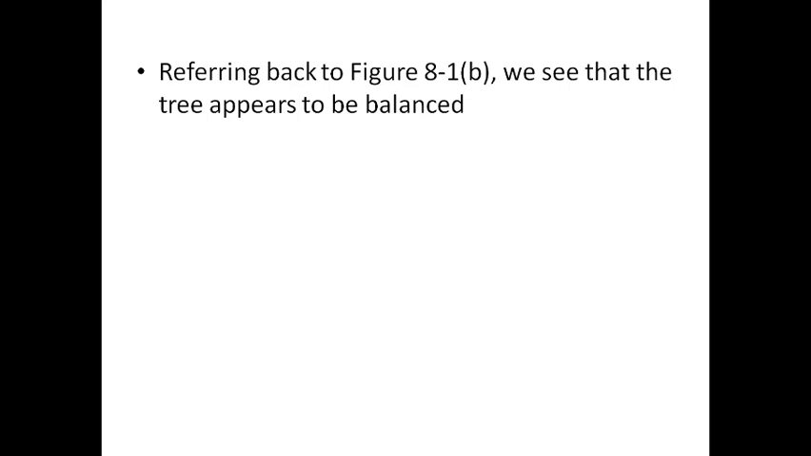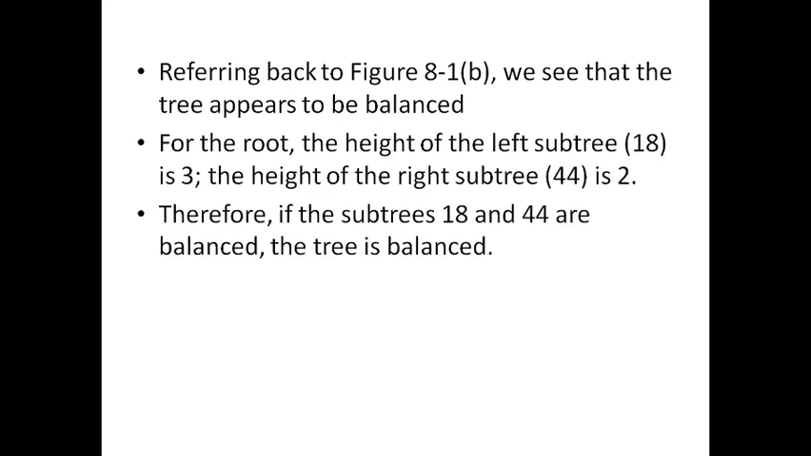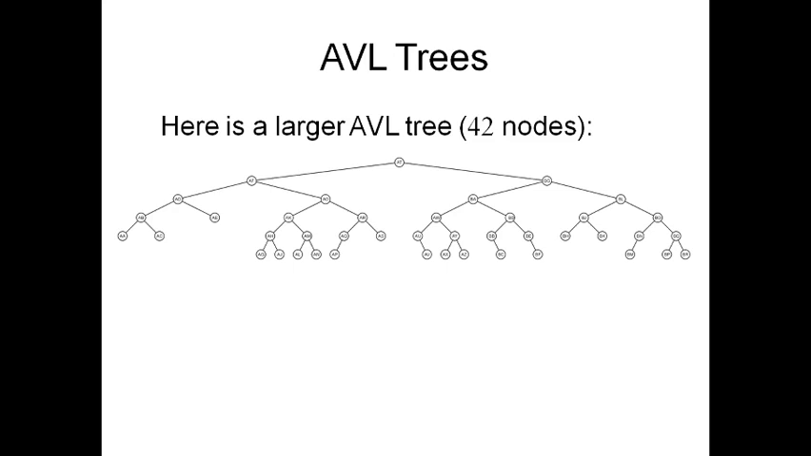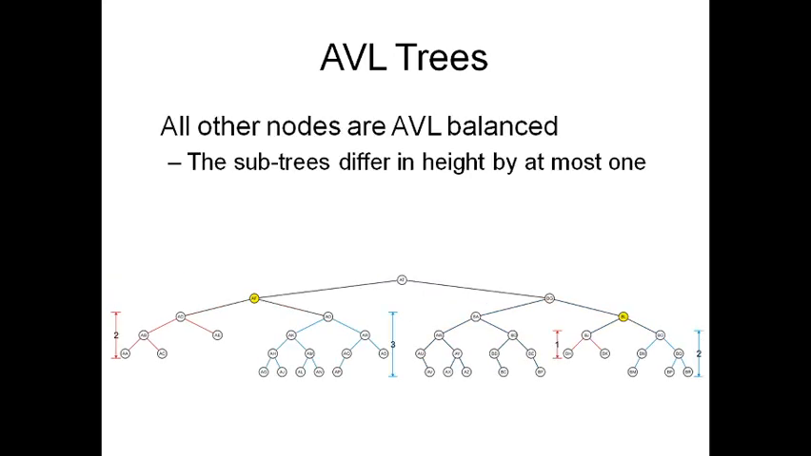And we can see that the previous example, as we already discussed, is a balanced one, and so it is an AVL tree. Now this is another example, an AVL tree which has 42 nodes, and as I told you, it has to be balanced at any level. So it has to be balanced at the root, and it also has to be balanced at every subtree level. Only then it can be called an AVL tree.